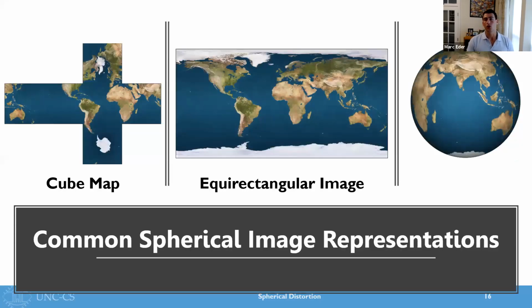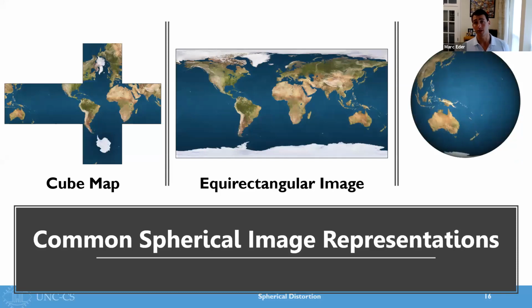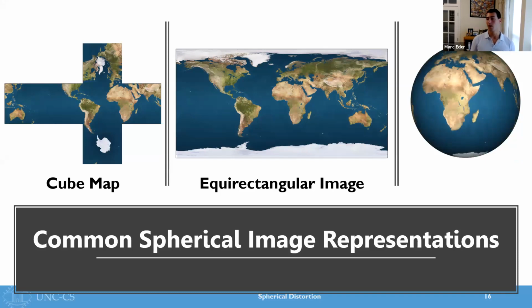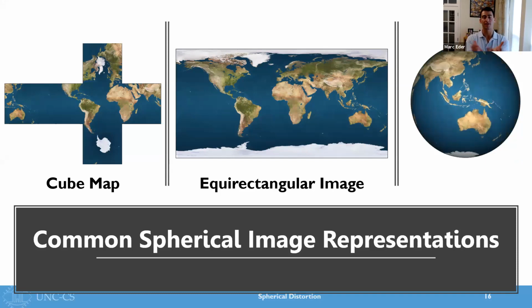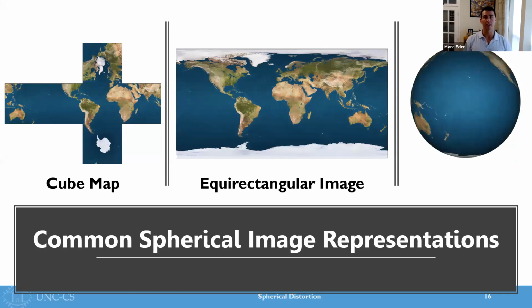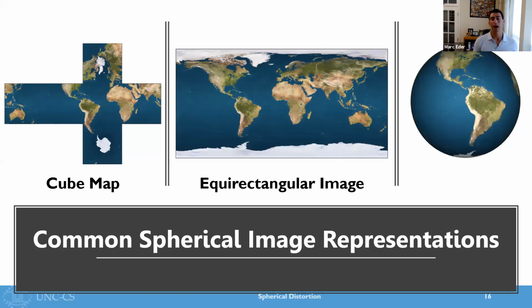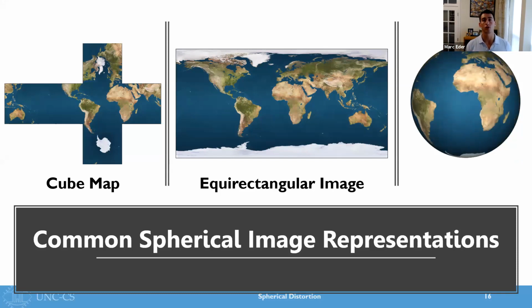Now, let's take a look at the two most popular spherical image representations we use. On the left, you'll see a cube map. This is the projection of a sphere onto an inscribing cube. Basically, think about putting a sphere in a box and projecting it onto the inside of the box. It's really popular in graphics because it provides an efficient solution for environment mapping.